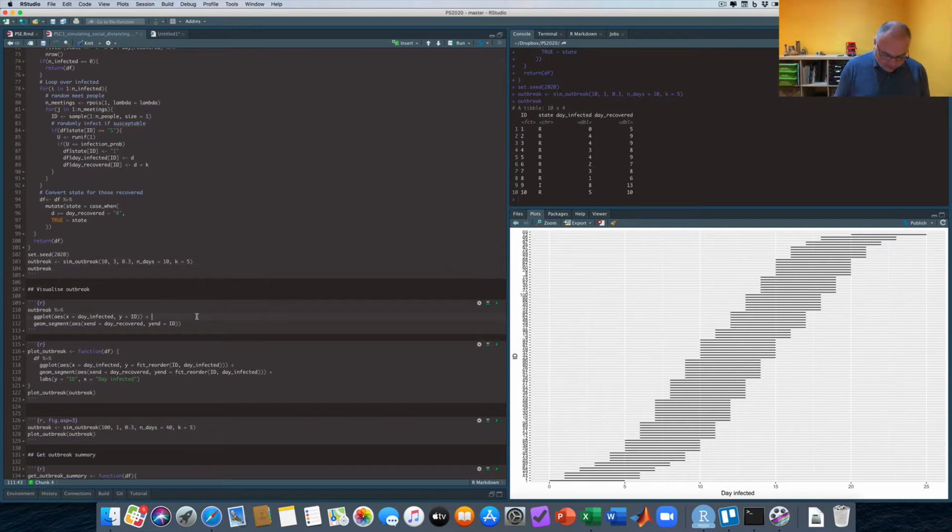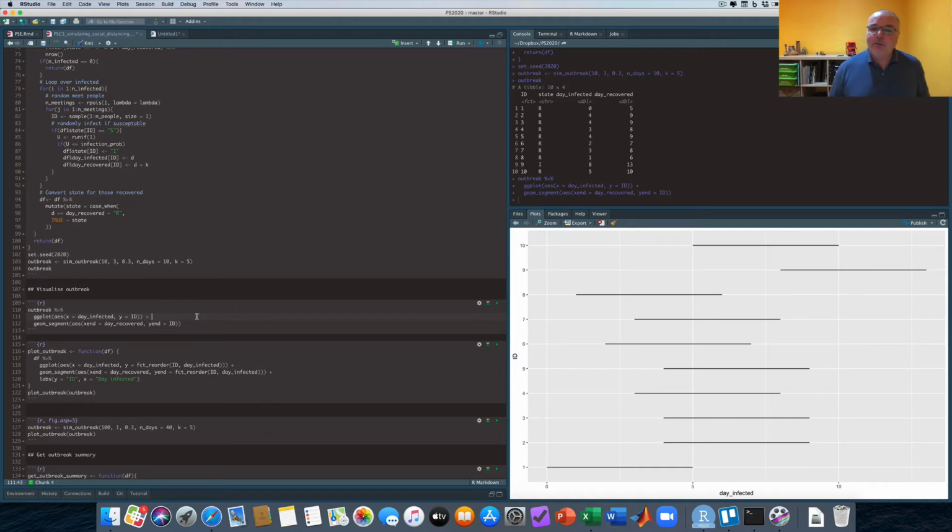So what I've done here is I've just used ggplot to plot that data. As you can see, here is the first person to be infected on day 0, and they are infectious till day 5. And then I think the next person was day 8, etc. So each of these lines indicates the time that someone was infected. In this case, we've got 1, 2, 3, 4, 5, 6, 7, 8, 9. Everyone ended up getting infected in this population.